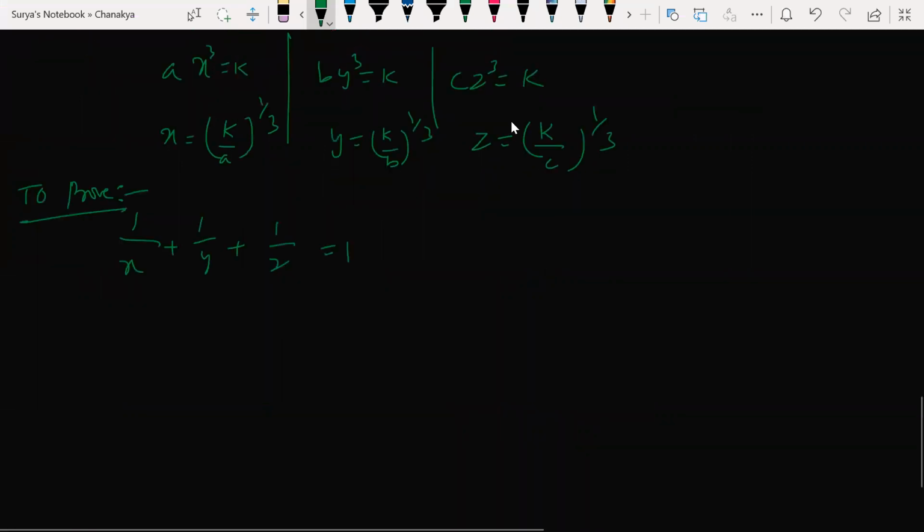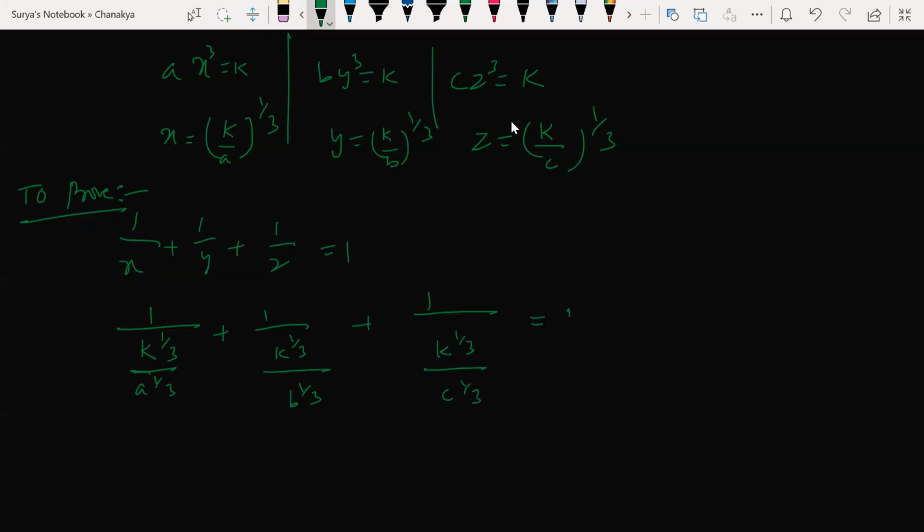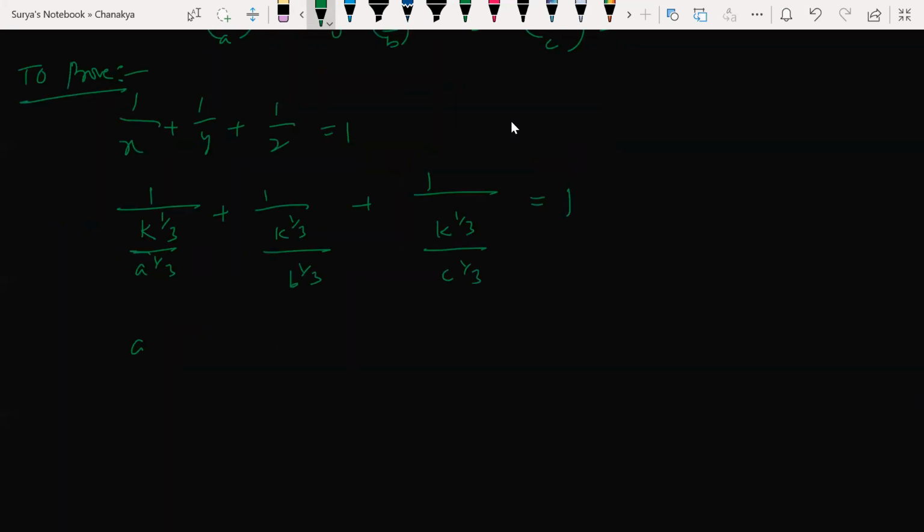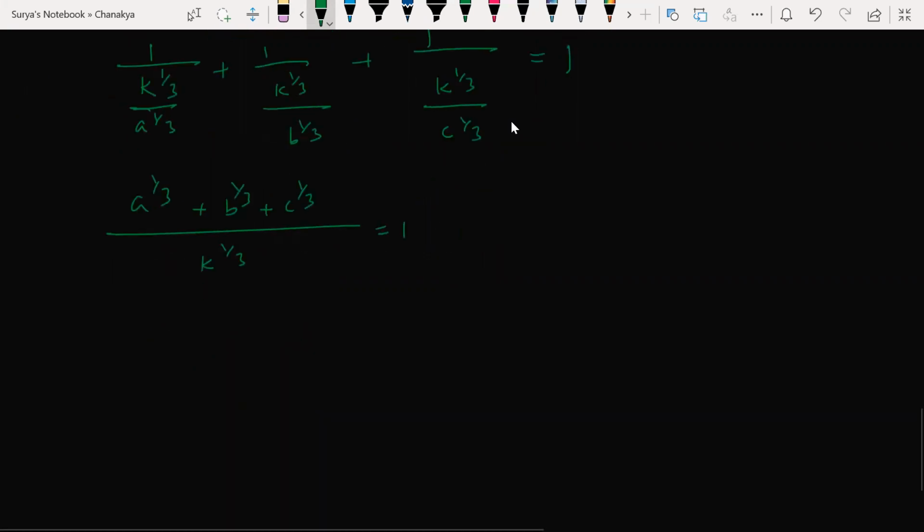So 1 by x is nothing but what now? 1 by (k by a) to the power of 1 by 3. We can write it as the reciprocal: a to the power of 1 by 3 divided by k to the power of 1 by 3, plus b to the power of 1 by 3 divided by k to the power of 1 by 3, plus c to the power of 1 by 3 divided by k to the power of 1 by 3. You have to show this as 1. Correct? Now look at it. It will be a to the power of 1 by 3 plus b to the power of 1 by 3 plus c to the power of 1 by 3, divided by k to the power of 1 by 3, which is equal to 1. Yes, sir. Okay. Now k to the power of 1 by 3 is what, beta?